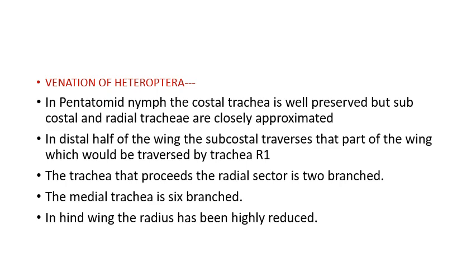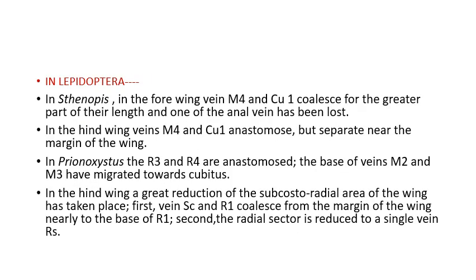Now, in Lepidoptera, particularly in Asthenopus, in the forewing veins M4 and Cu1 coalesce, merging together for the greater part of their length, and one of the anal veins has been lost. In the hindwing, veins M4 and Cu1 anastomose but separate near the margin of the wing.